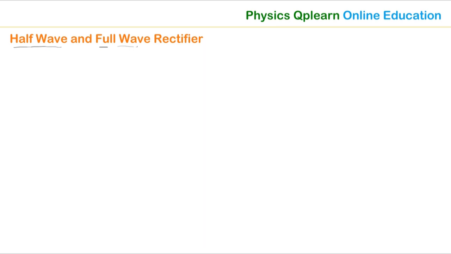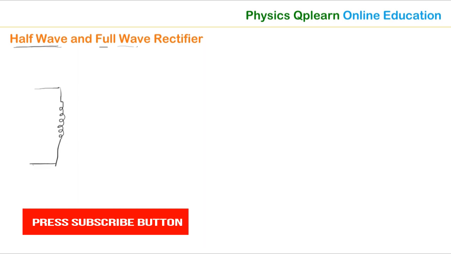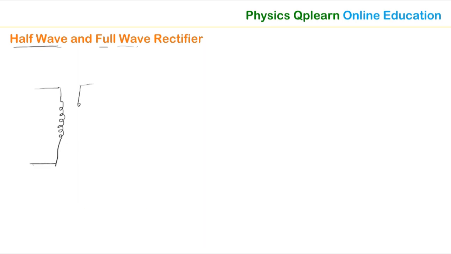Now we will start one by one. The first one is the half wave rectifier. First let me draw the half-wave rectifier circuit. First we have to take a transformer. In the transformer there are two coils. Here I will connect one diode. A diode plays a very important role in this rectifying circuit. This is the resistance, the load resistance RL.